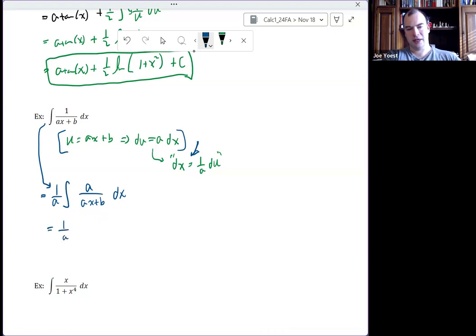But I do see my a dx here on top, and my ax plus b down here. So this gives me 1 over a integral. 1 over ax plus b is 1 over u. A dx is du. I know that I've used everything in my previous integral, nothing that's not in that integral. This is 1 over a log absolute u plus c. Or this is 1 over a log of the absolute value of ax plus b plus c.